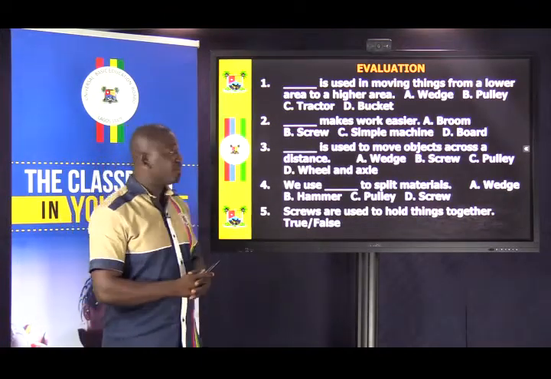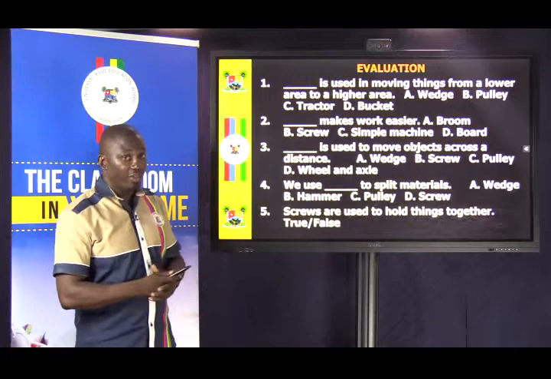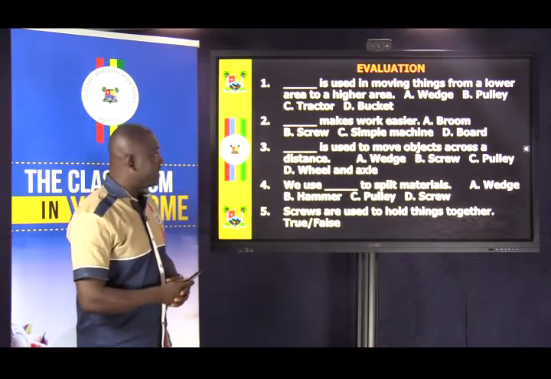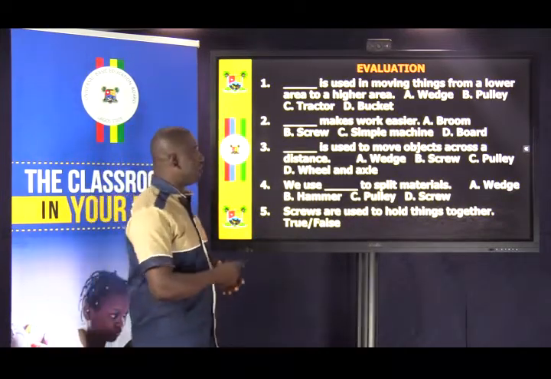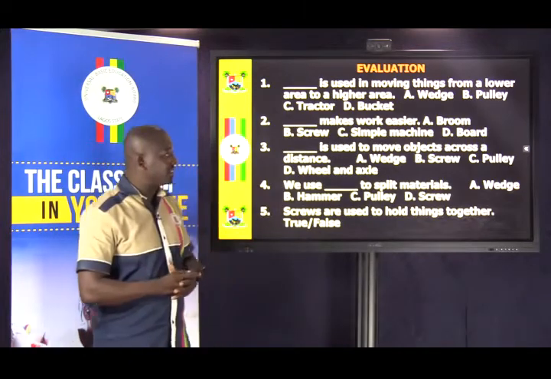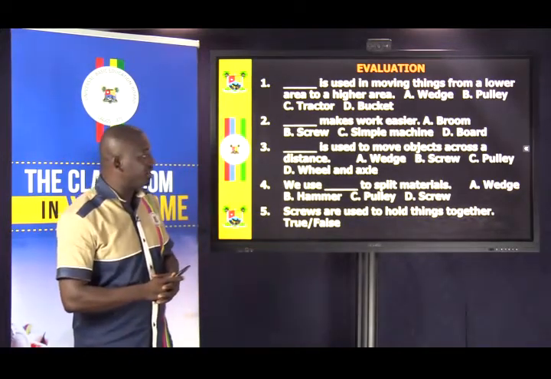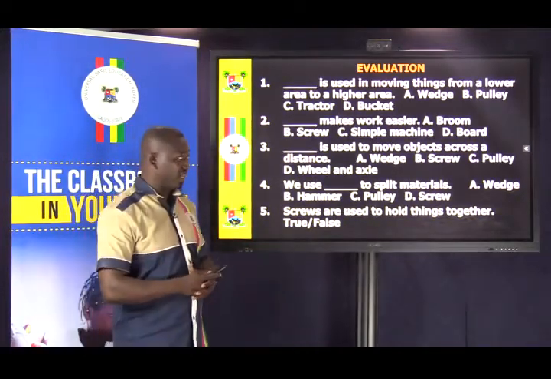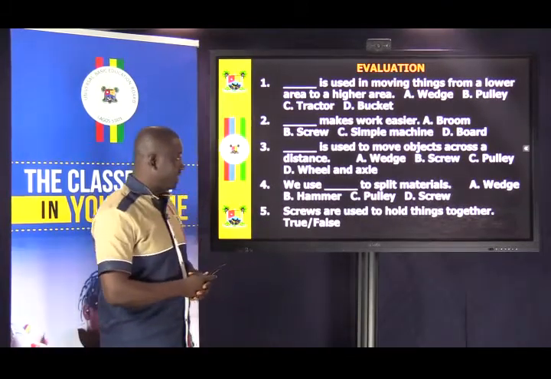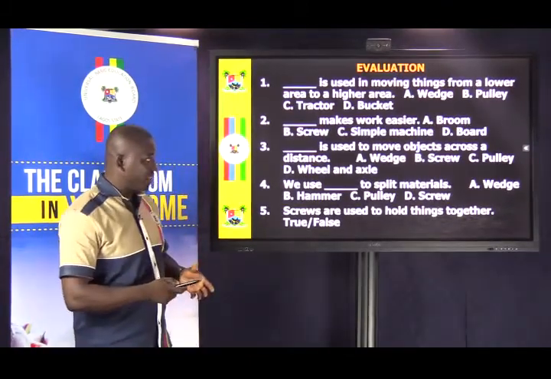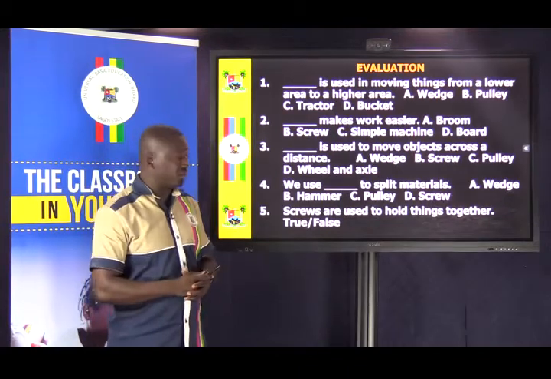Do that quickly. I'm sure you are done with that, so we can move on to number 3. Dash is used to move objects across a distance. Wedge, screw, pulley, wheel, and axle.